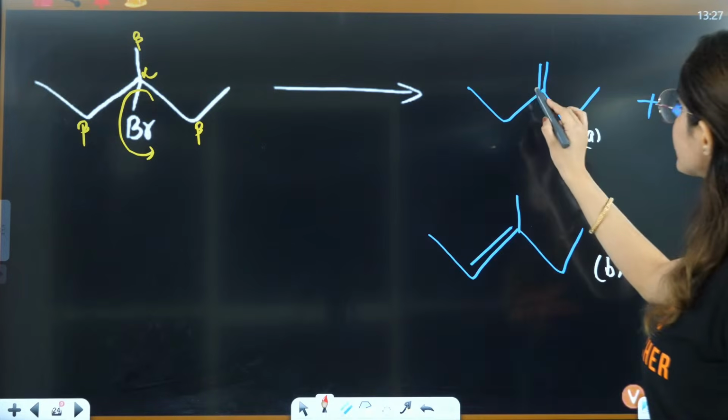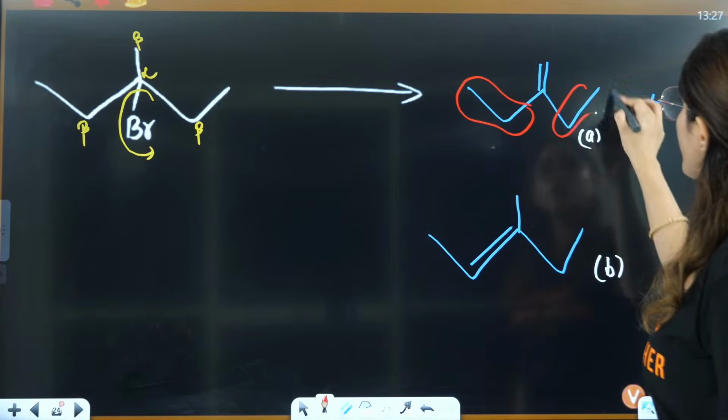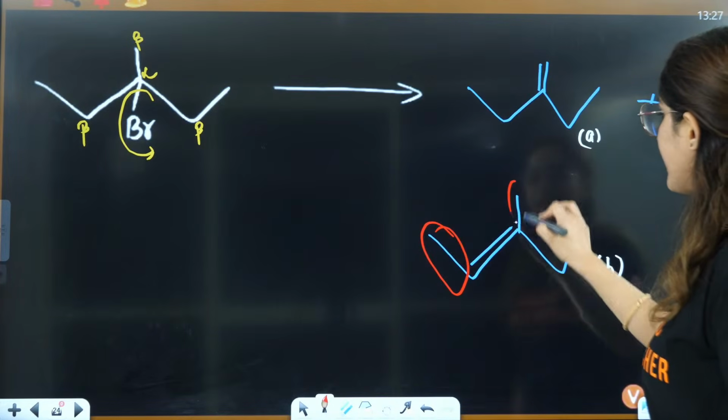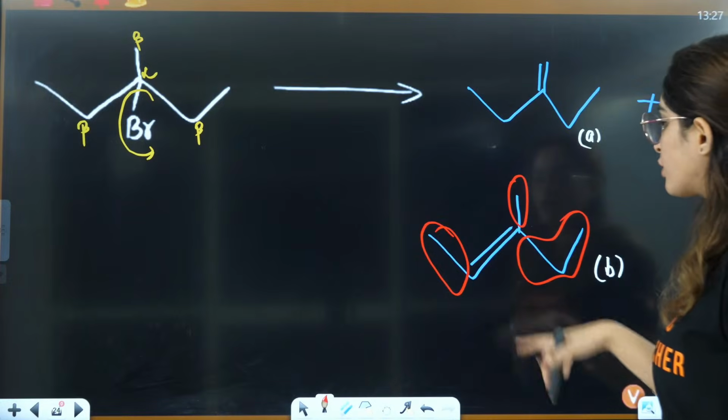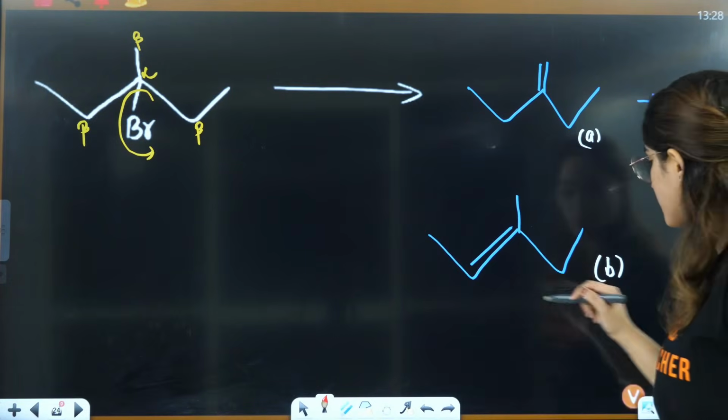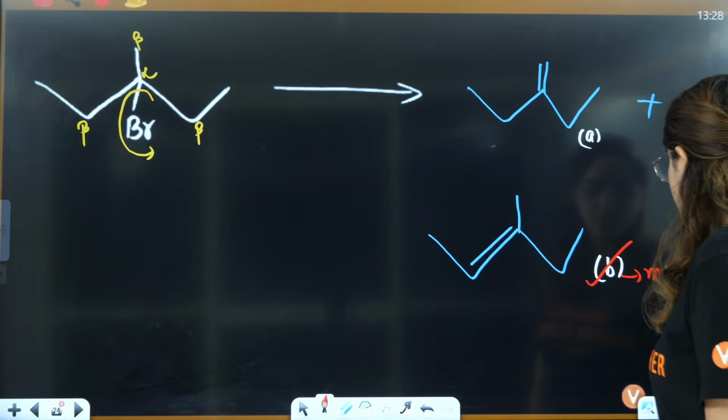Here it is one alkyl, two alkyl, only two alkyl groups. Here it is one alkyl, second alkyl, third alkyl. To this double bond, only one hydrogen is there. So it is more highly substituted. So B is going to be the major product.